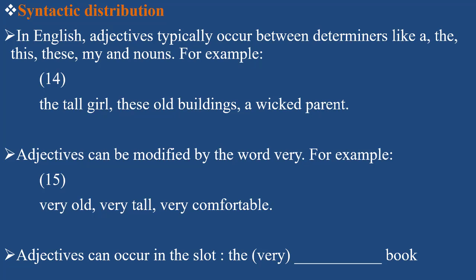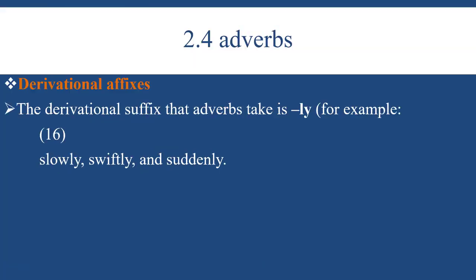And then we have adjectives can also occur in this slot. If you look at this slot, the very nice book, for example, the very big book. So any word that comes in this slot is an adjective automatically. All right, so let's move on to adverbs.